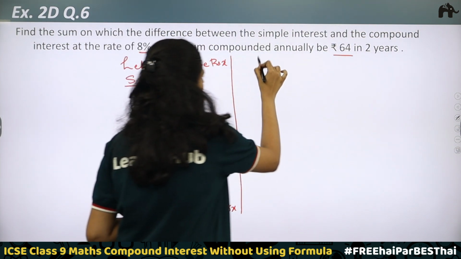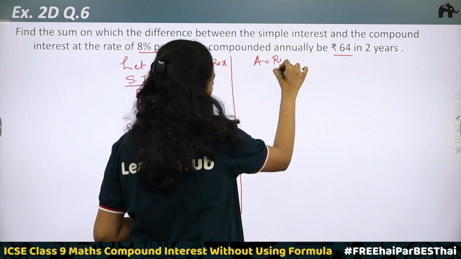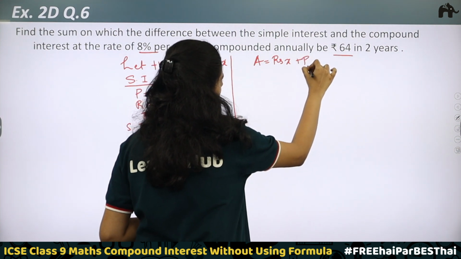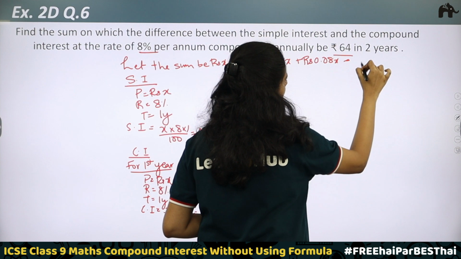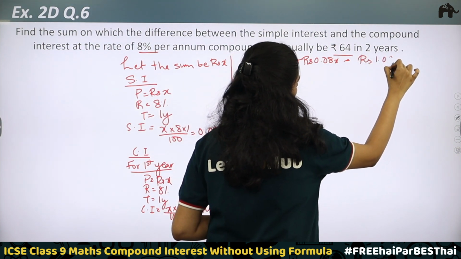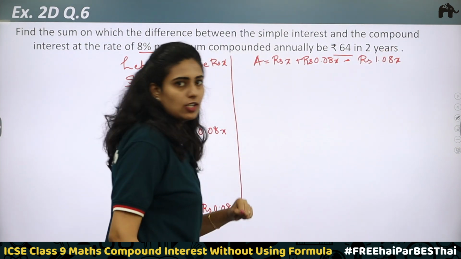Okay. Now, what is the amount? Amount will be rupees X, that is a sum, plus the interest 0.08x, which is rupees 1.08x. We got the amount.